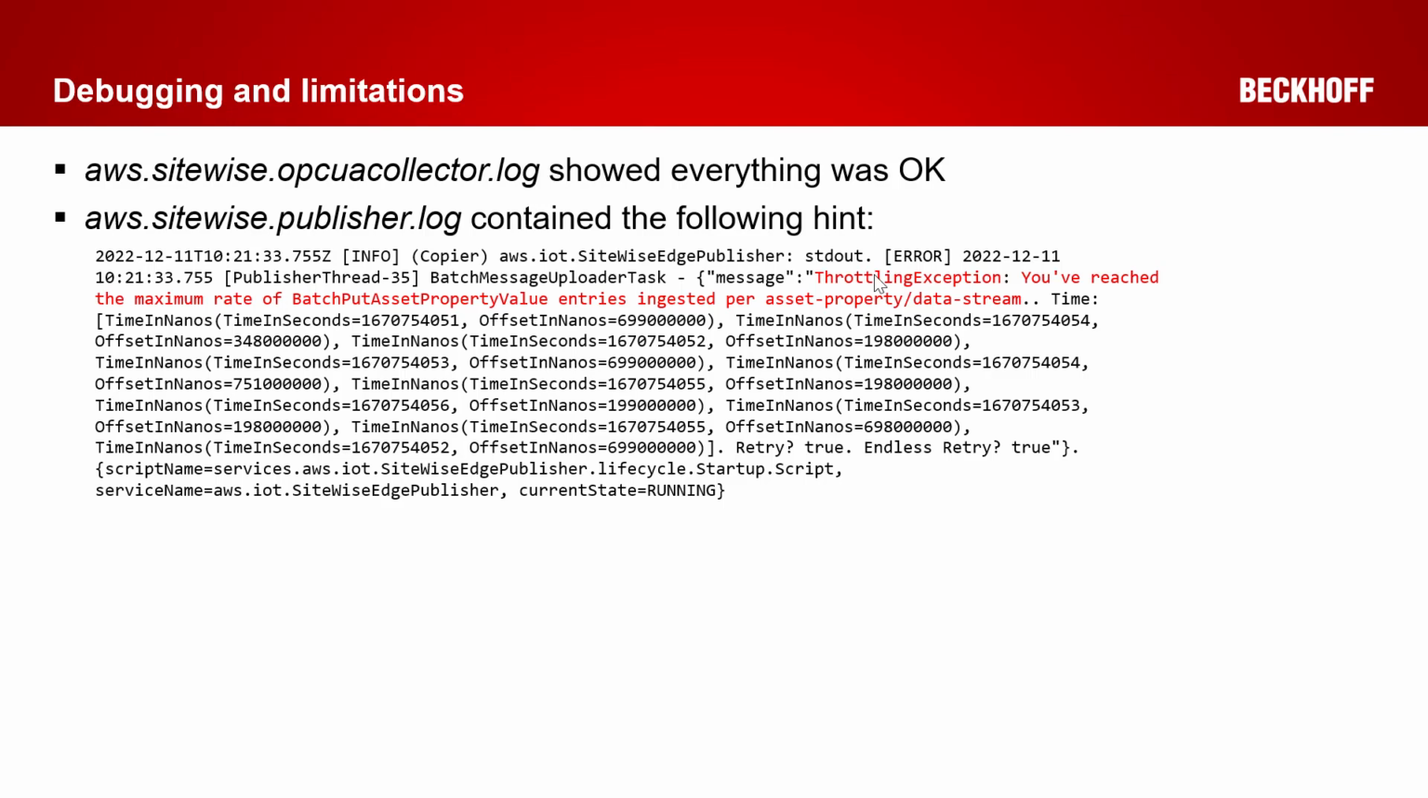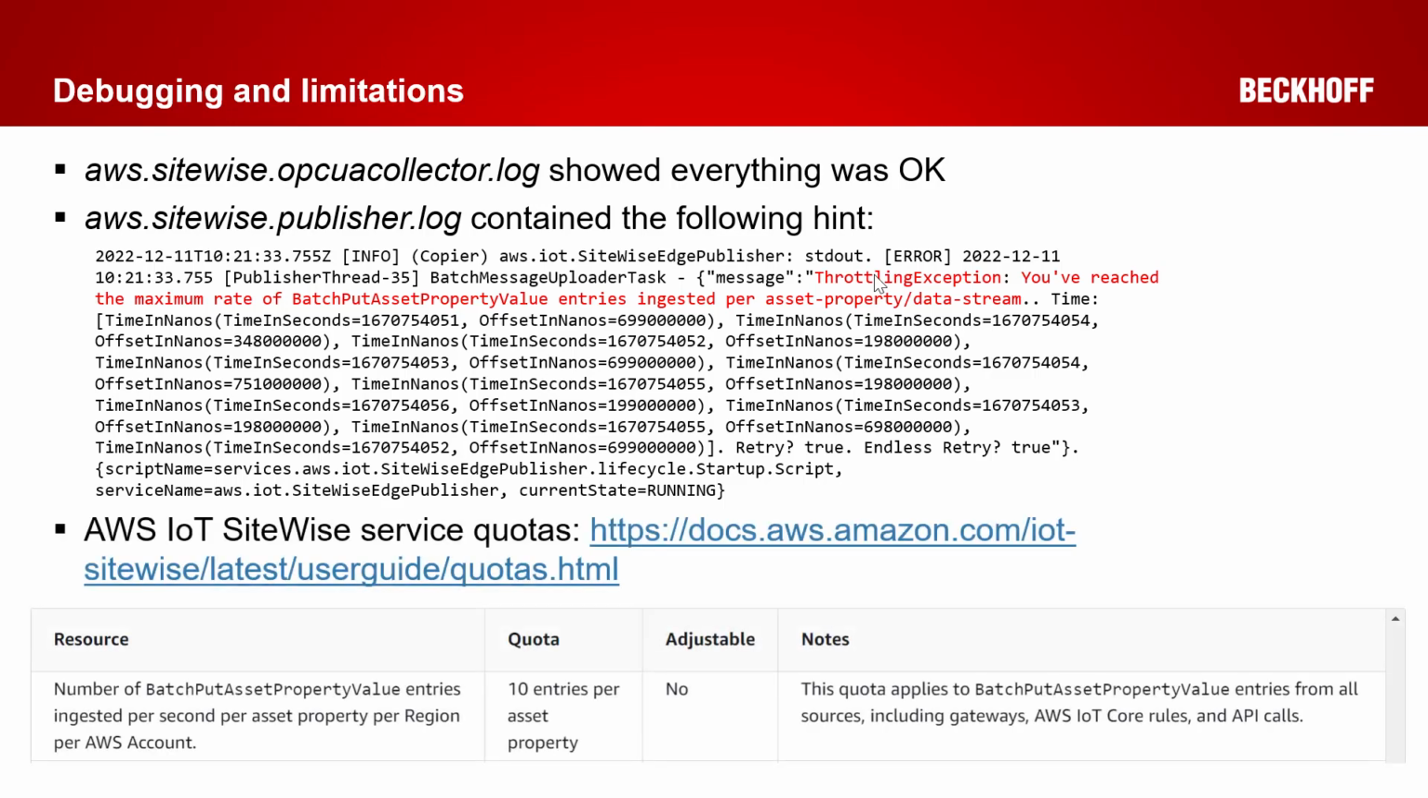Some of the services on AWS have service quotas, so I checked the website for the service quota limit for AWS IoT SiteWise, and I found an entry that said that the number of batch put asset property value entries ingested per second per asset property per region per AWS account is 10 entries per asset property. Which means I just hit that limit, right?